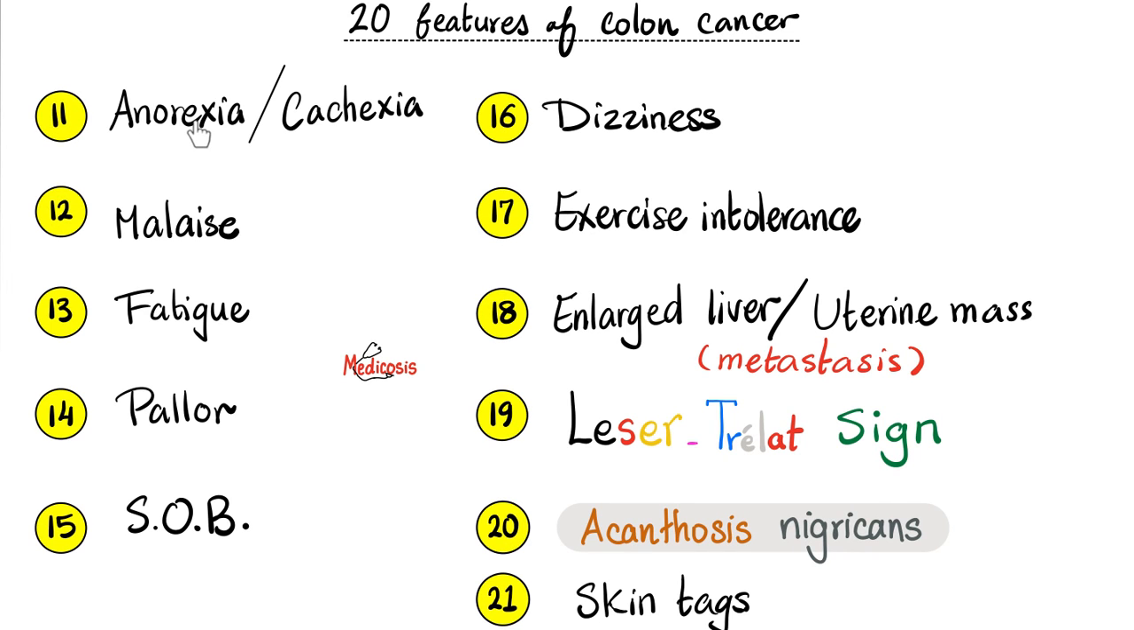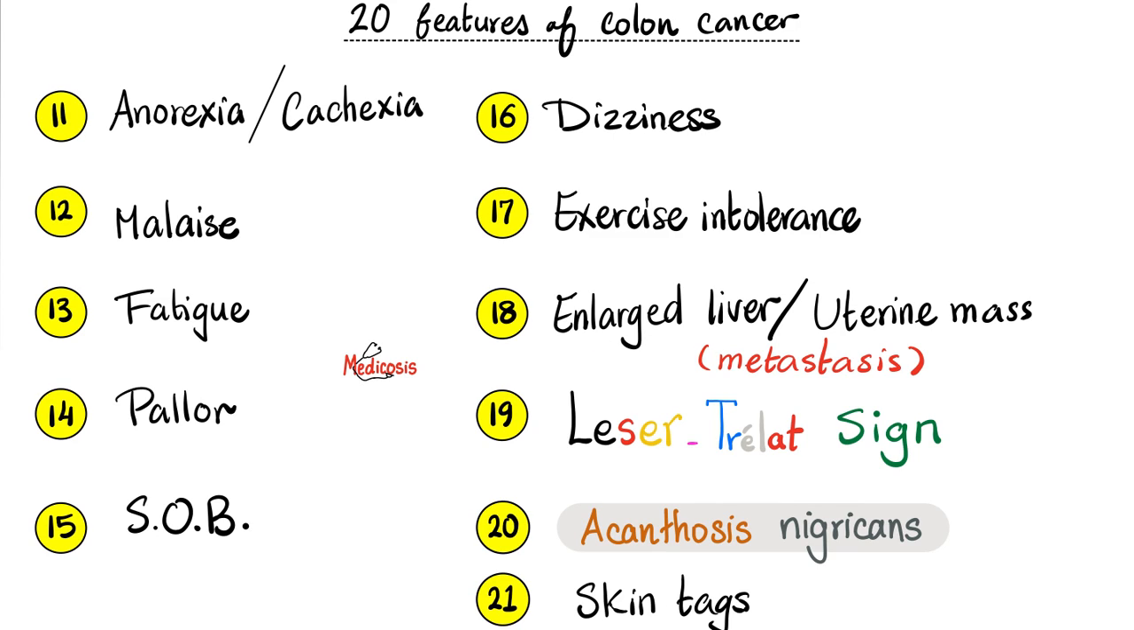Anorexia, I do not want to eat at all. Cachexia, I'm becoming super thin. Malaise, I'm always tired and pale. Why? Anemia. Why? Because I'm bleeding. I get iron-deficiency anemia. SOB, which literally stands for shortness of breath, because I'm a good guy, I do not curse. Dizziness, exercise intolerance. Why? All of these are symptoms of anemia.